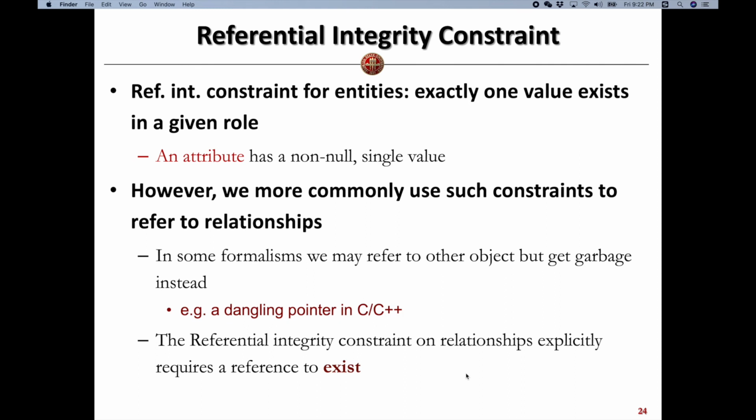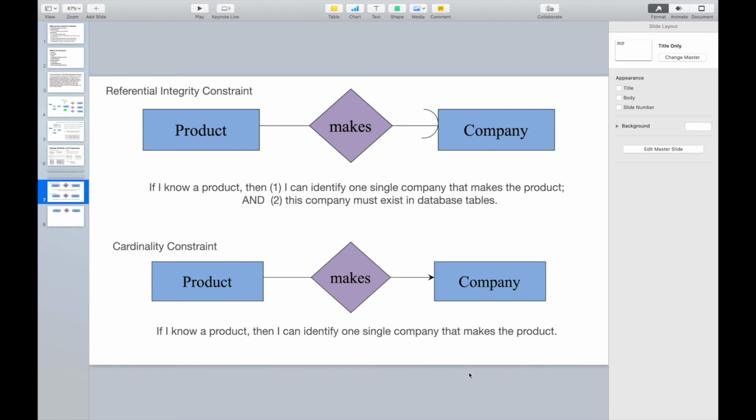In our database design, we want to avoid similar cases, and we want to ensure that whenever we refer to some entities, they must exist and also contain only one single tuple in our tables. Therefore, we can introduce this referential integrity constraint. Okay, so how can we represent this referential integrity constraint in the ER diagrams?